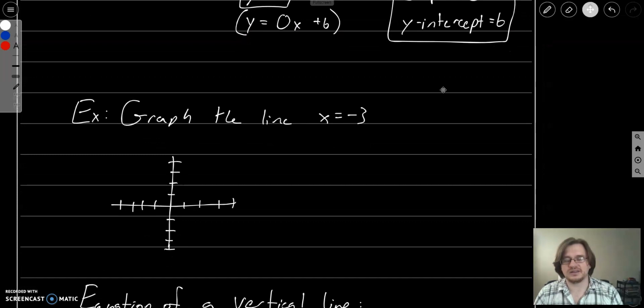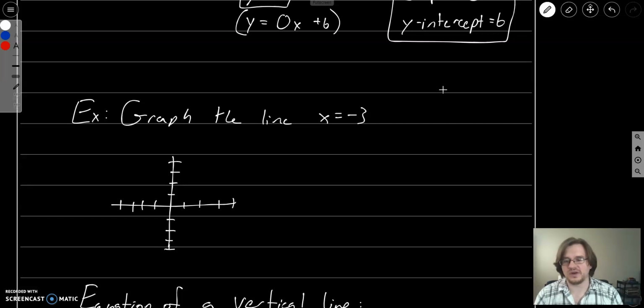Let's look at this one. So now we've got x is equal to negative 3, and this is a little bit harder to turn into the equation of a line in slope-intercept form. So I'm just going to graph this like this for the moment. So the line x is equal to negative 3. So the question is, what is y? Well, if it's not specified, it can be anything.